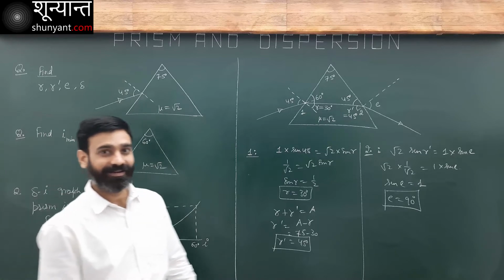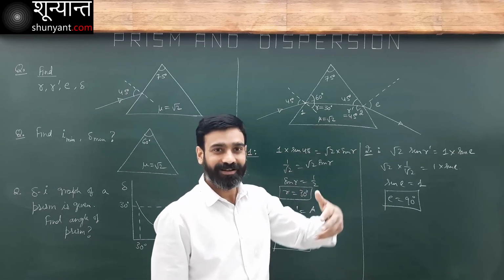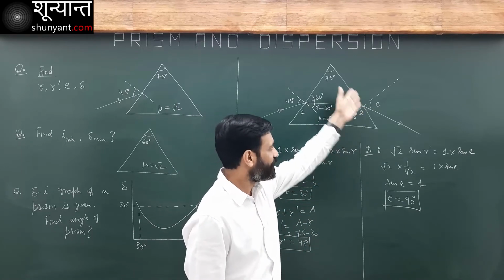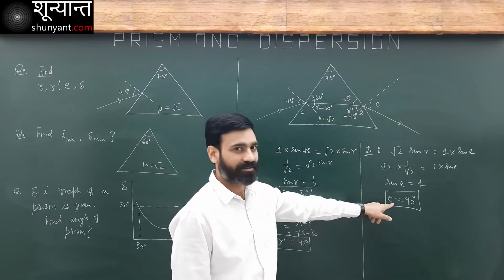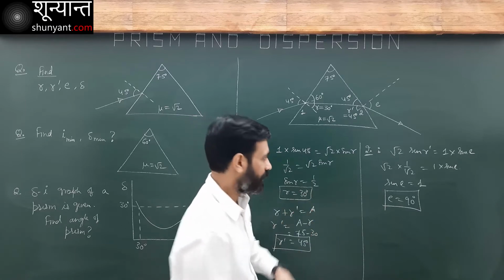It's the critical angle. You see, this is mu is root 2. What will be the critical angle? 45 degree. And this is 45. That means it is going to pass like this. Okay? We calculated this. Now after this, I want to find this.